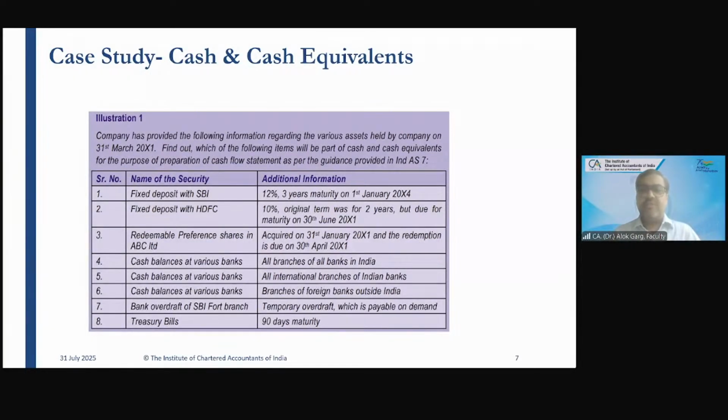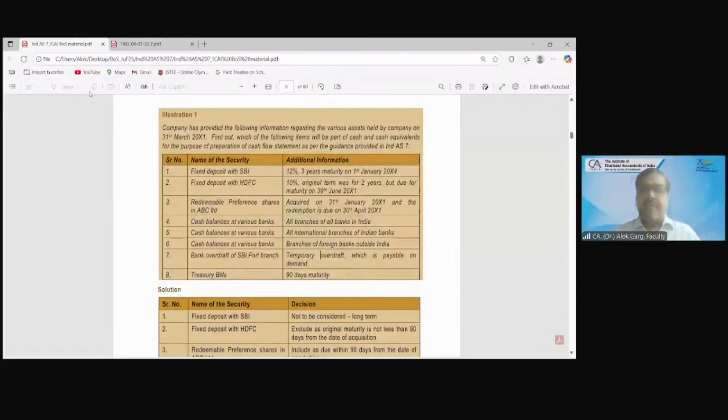This is your study material question. This is your study material illustration number 1. This is your study material question, right? Can you see your study material on the screen? Yes, sir. So this is what we have covered, right?